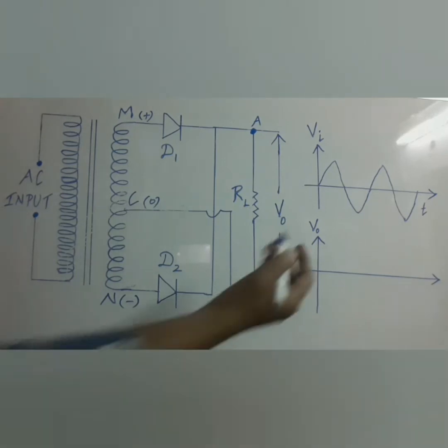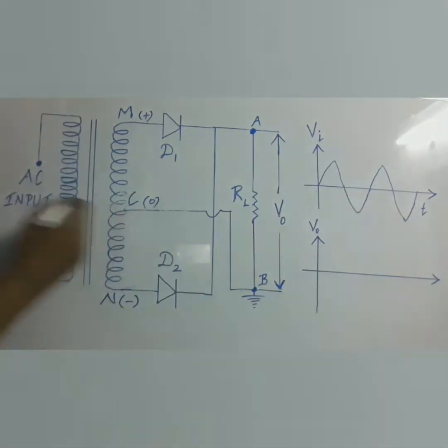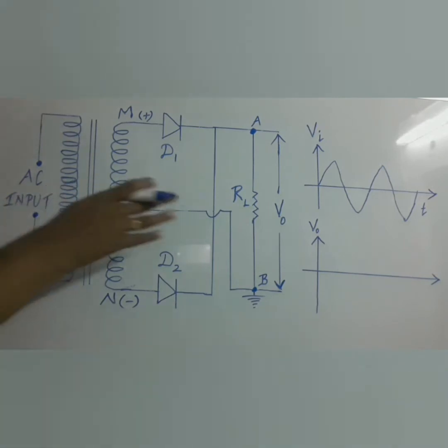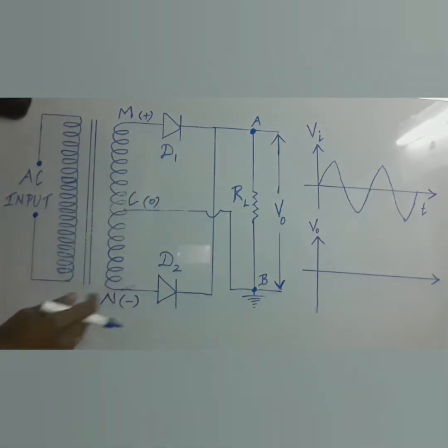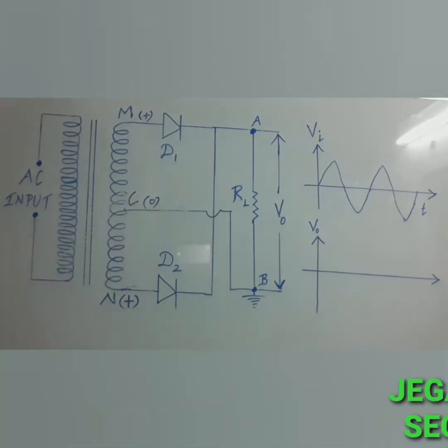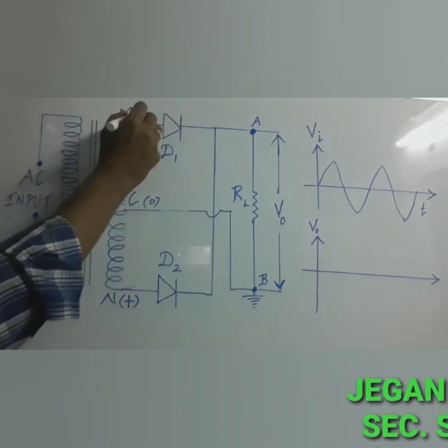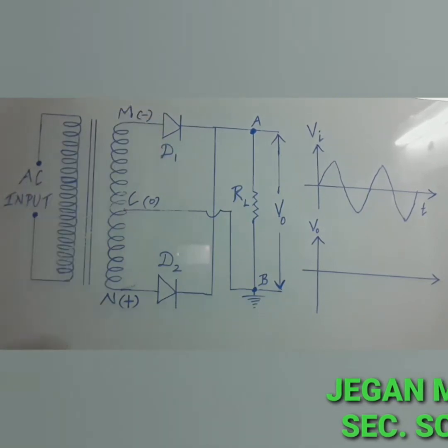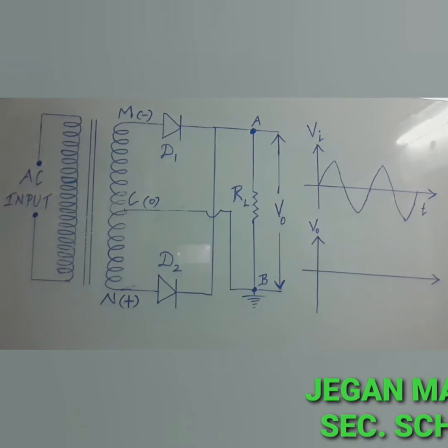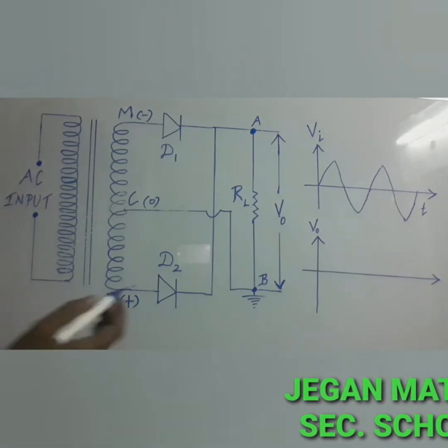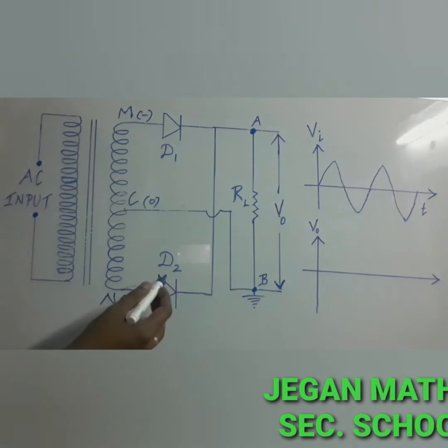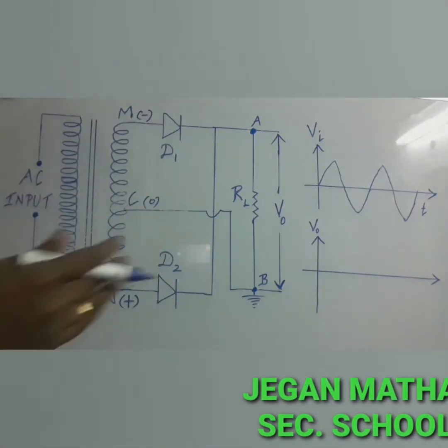Let us take the negative half cycle of the input AC signal. When the negative half cycle passes through the circuit, terminal N becomes positive. C is maintained at zero potential itself. Then what happens to M? Terminal M becomes negative potential. During the negative half cycle, D2 is forward biased and D1 is reverse biased.